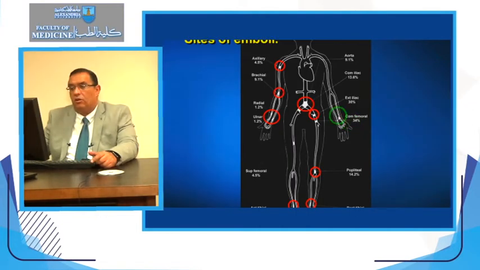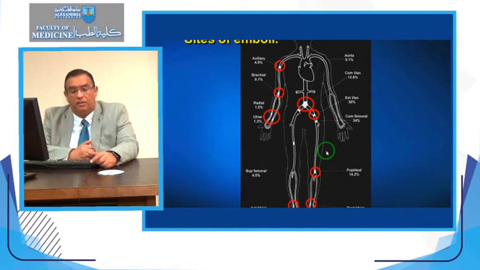The commonest site of emboli is the common femoral artery, about 34%, followed by the external iliac, then the aortic bifurcation, then the popliteal artery bifurcation, and then the other vessels. So the commonest site of embolism is usually at the site of bifurcation.